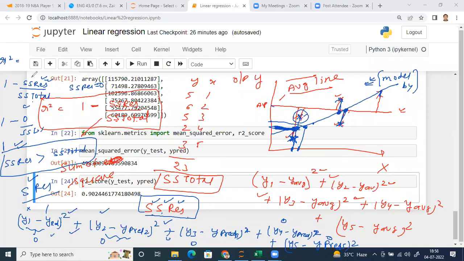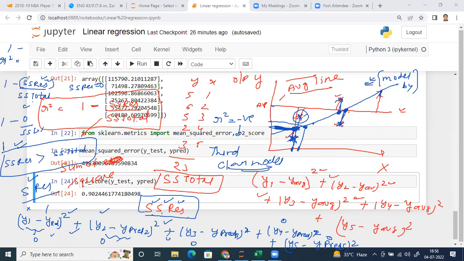Remember, this value will be greater than the SS total. In that case, what will happen? This value will be greater than 1. And 1 minus some value greater than 1 will be what? A negative value. So whenever you get an R2 score that is negative, understand your model is a third class model. Don't use it.